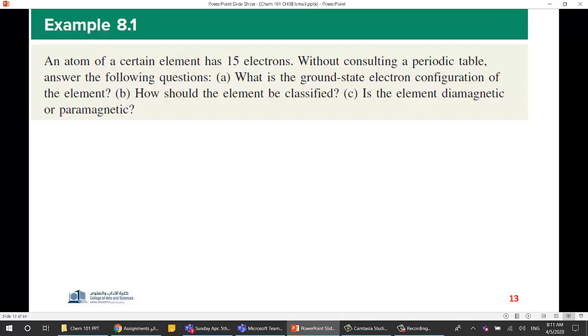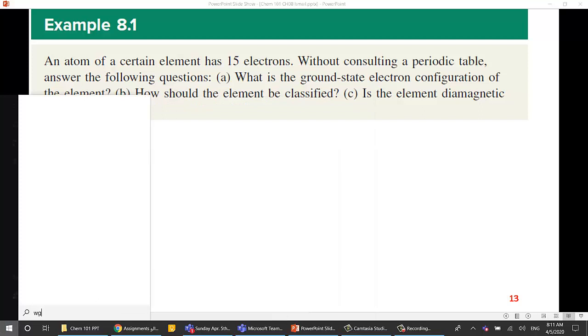Without consulting a periodic table, answer the following questions. What is the ground state electron configuration of this element? How should this element be classified? And is this element diamagnetic or paramagnetic? Well, we can easily do the electronic configuration of this.